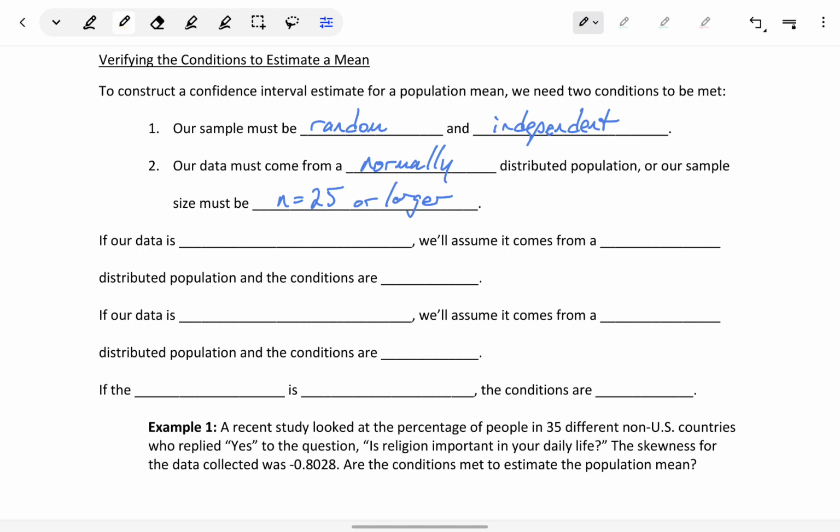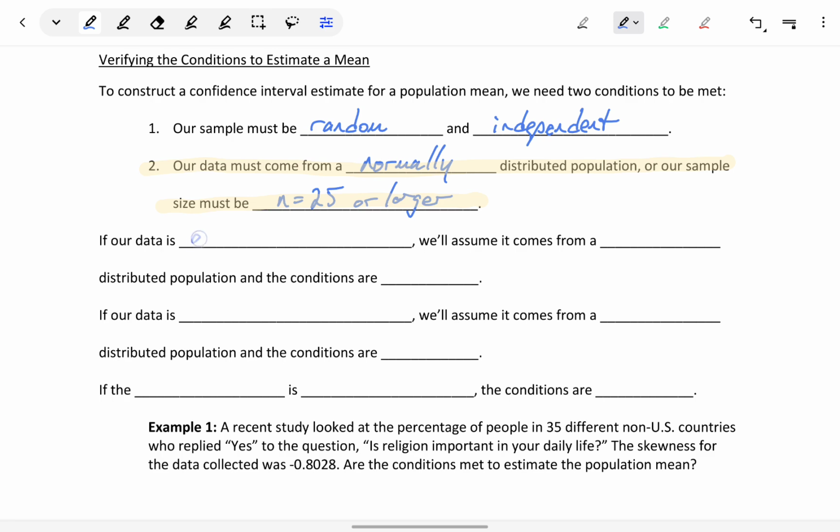The first condition gets at how the data was collected, which we've talked about briefly with different methods of sampling, and it's a little bit beyond our scope to really assess and validate that. So we're going to assume the data that we deal with does meet that first condition, but we're always going to need to check this second condition to verify that one of those two conditions is met.